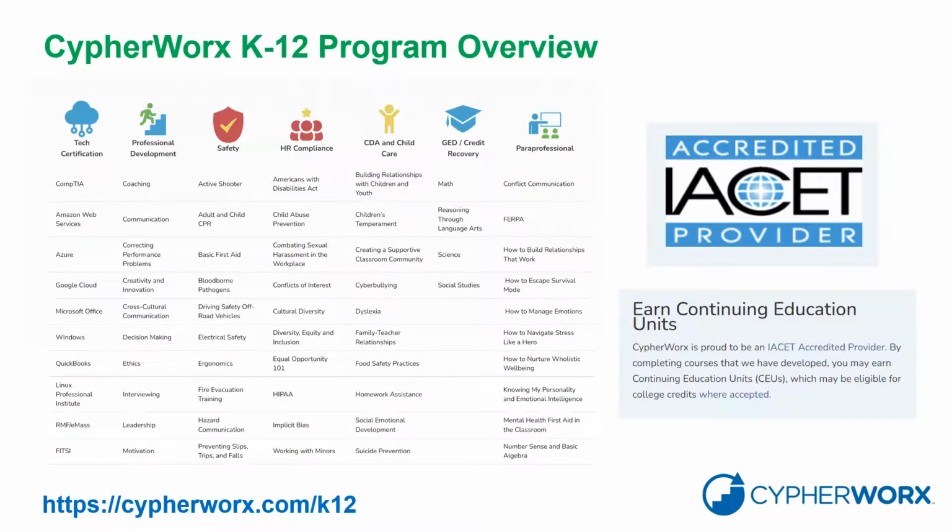So before we get started, let's take a quick overview of the CypherWorx K-12 program. The CypherWorx K-12 program gives you more than 2,000 hours of content in 6 catalog categories. We are an IAS accredited provider, which allows us to offer continuing education units. The 6 catalogs that we have are tech certification, GED credit recovery, professional development, HR compliance, CDA and childcare, and lastly, paraprofessional. And as you see on the screen are some of the courses that are included with these various catalogs.